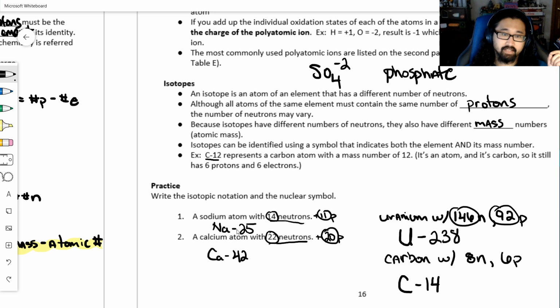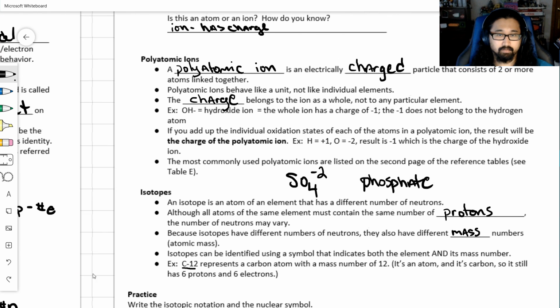So I could have Na-25, or I could have Na-23, I could have Na-24. They all exist in some way, but we use them for slightly different purposes. They are isotopes. Isotopes are atoms of an element that have a different number of neutrons. So Na-25 and Na-23 are both Na. They are both sodium. However, they have different numbers of neutrons, so they have different mass numbers. Right? Remember how to identify an isotope.